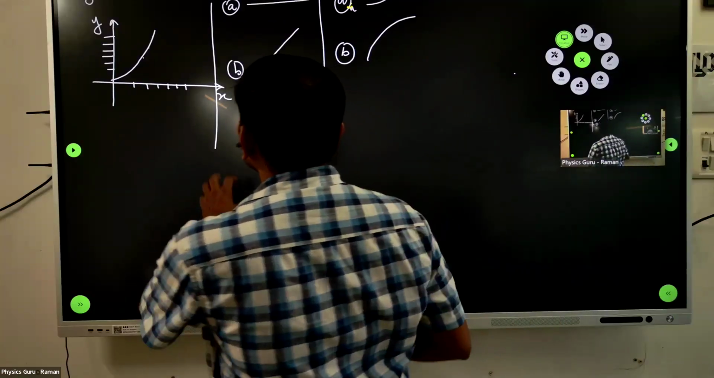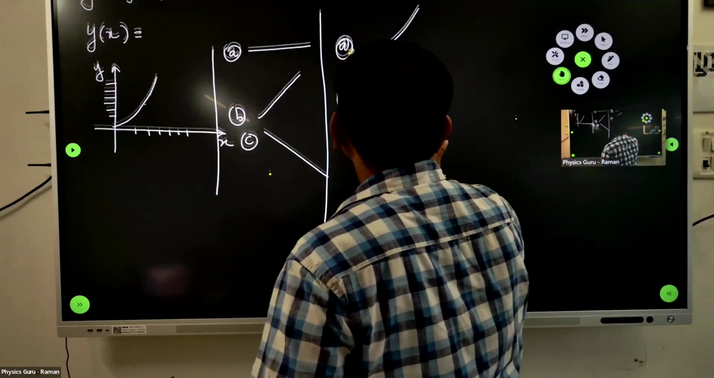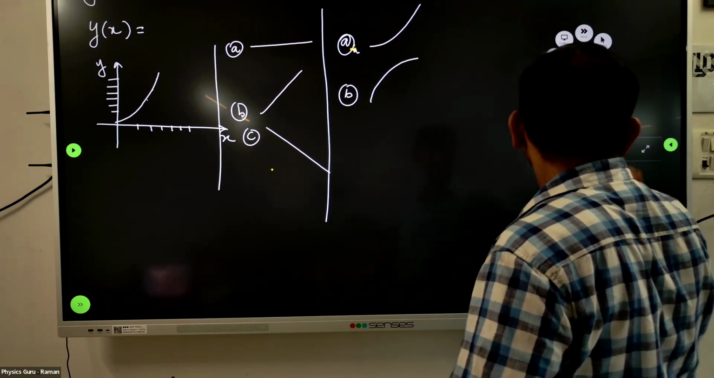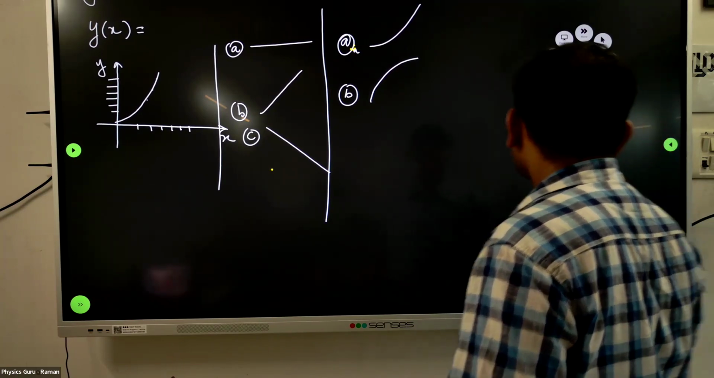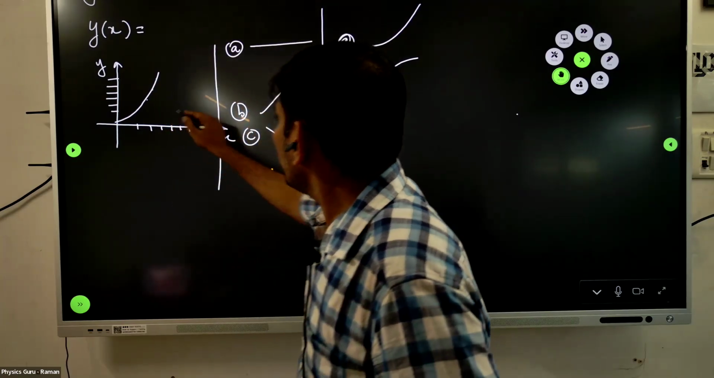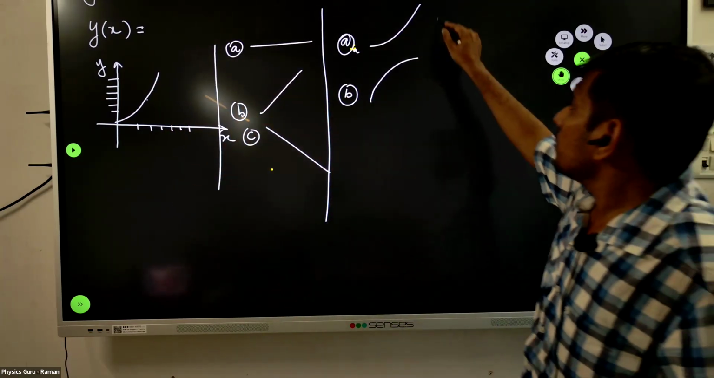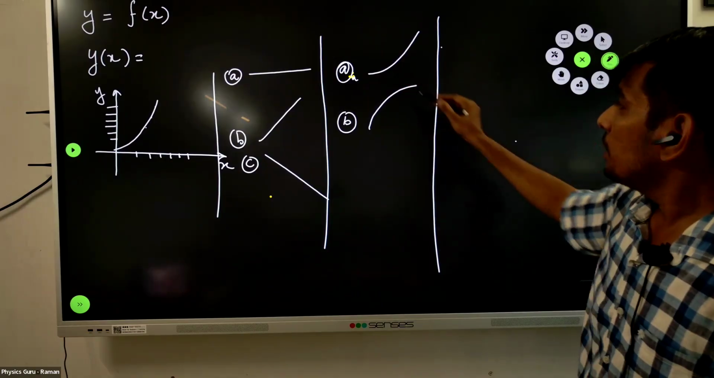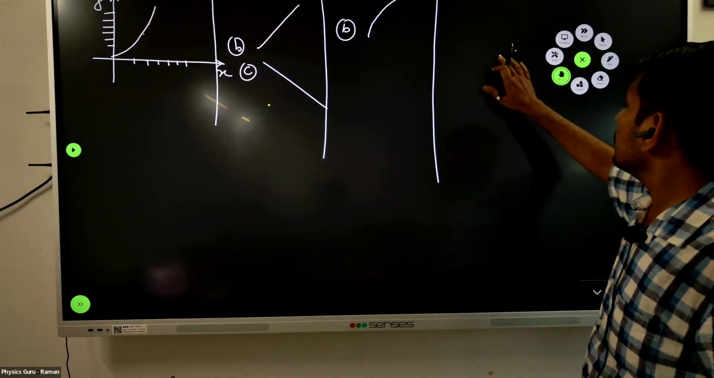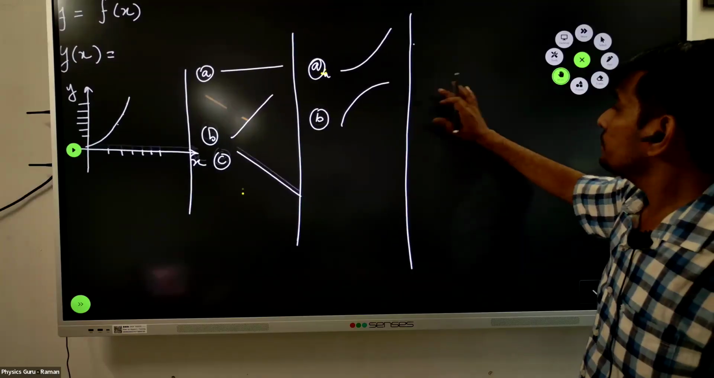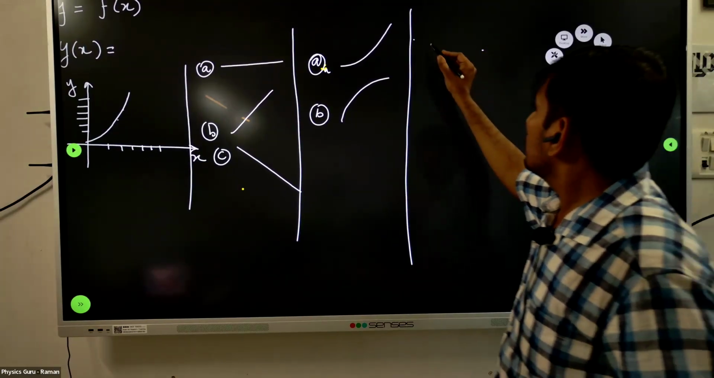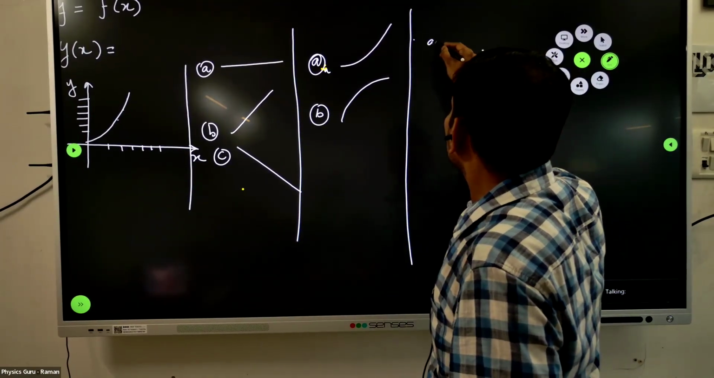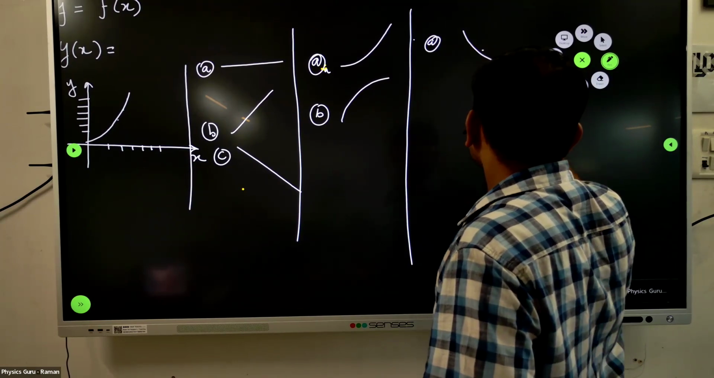So let's go back here and check it. Here we have 3 types of graphs. In these 3 types of graphs, we have increasing functions and decreasing functions. And the third type of graph would be a decreasing function.